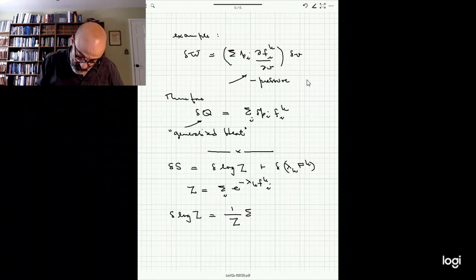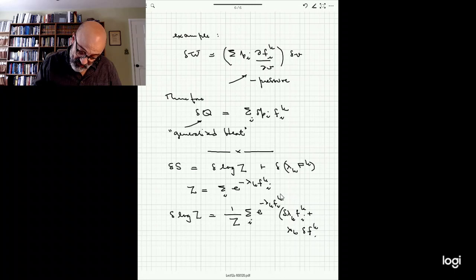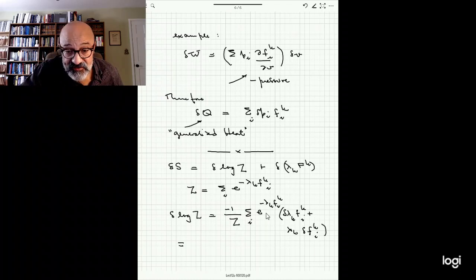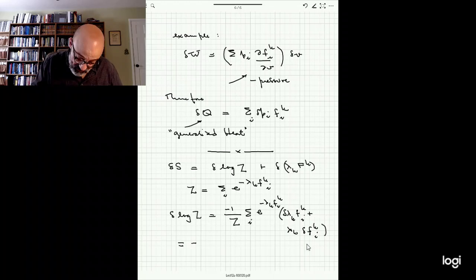What is the change in Z? The change in Z is going to come from changes in lambda and changes in f. So it's going to be the exponential, and then there's going to be the possible changes in lambda times f, plus the lambdas times the change in the f's, and all of this with a minus sign in front. So we have something like this. And then if you were to put the Z under here, you see that that is just the probability. So what we have is minus delta lambda_k, and it's the probability times the f's, f_k.